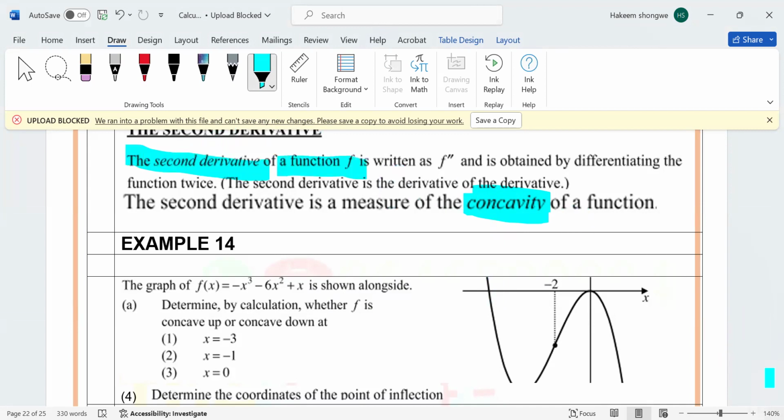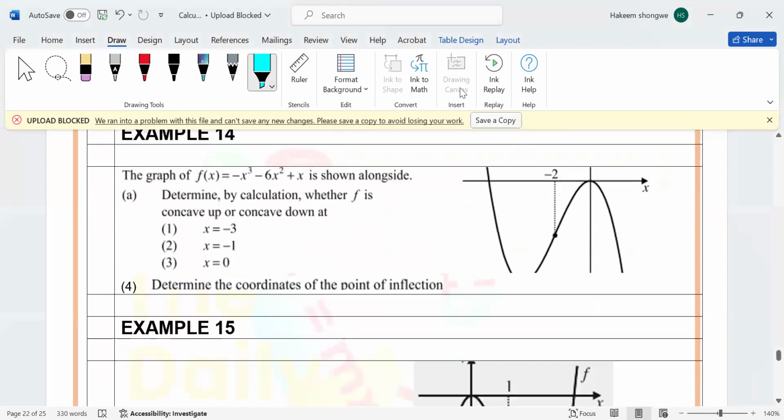Remember, when we differentiate for the first time, this is what you get: f prime of x, the first derivative. But once you say f prime prime of x, this is the second derivative. It is the derivative of a derivative. So let's show how we use this second derivative.